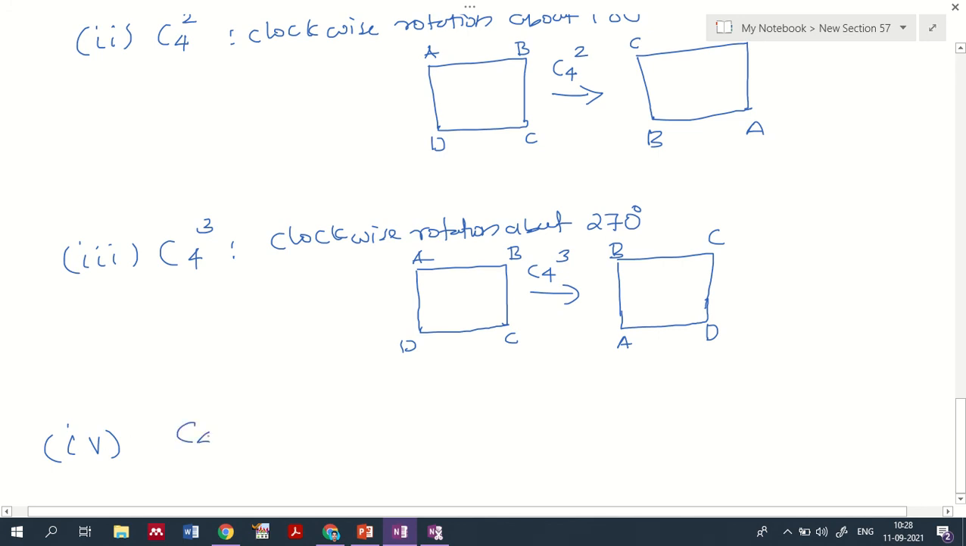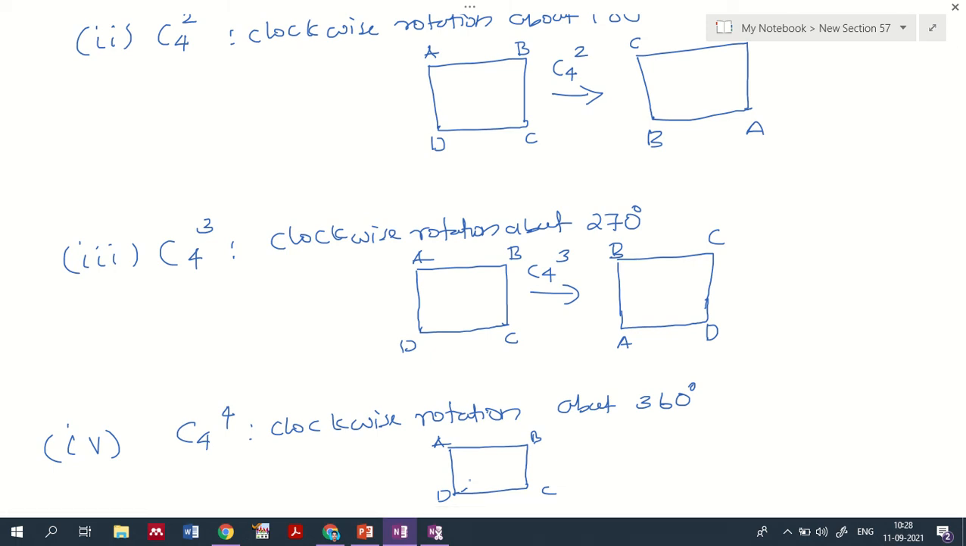Okay, so that is, sorry, C4-4 rotation, that is clockwise rotation about 360 degree. So 360 degree means it is equivalent to 0 degree, okay, there will be no change between the initial and the final case. So we can say that initially the square is ABCD. So it is actually converting under C4-4 operation. It is actually remaining the same.